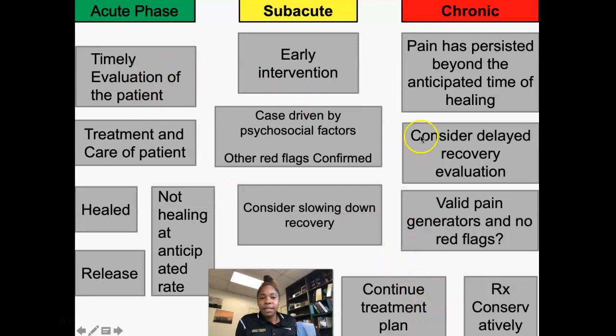So these are the 3 phases of pain. Again, acute phase, you're looking at 7 to 10 days, subacute 10 days to 7 weeks, and then chronic, you got that, outside of the 7-week range. So I'd say about 2 months. And this kind of just tells you what you should be doing in each of these phases of pain with the patient.